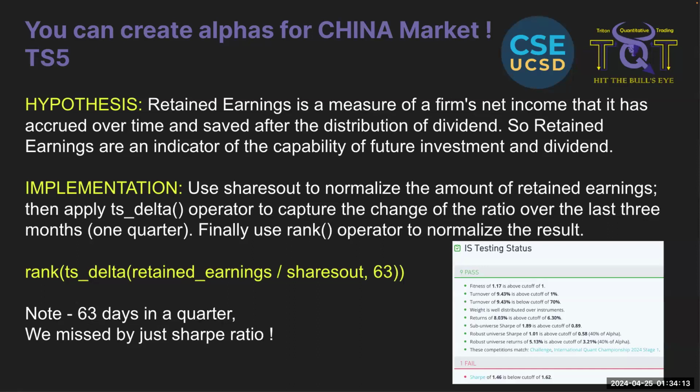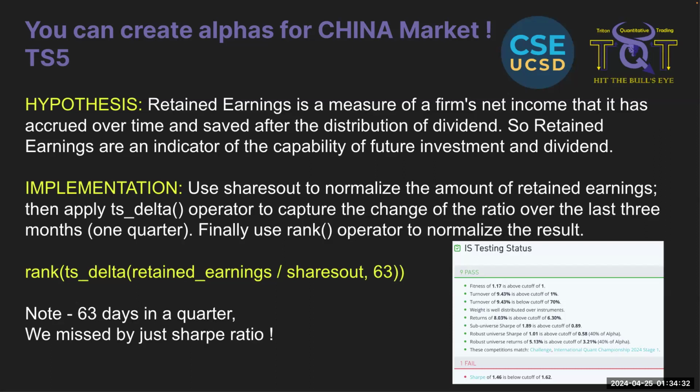We are at like 1.17, which is not so usual to find. So this was a very good alpha. The only thing is the Sharpe ratio, so you can try to improve that. But this was on the China market. It won't pass on the USA one.